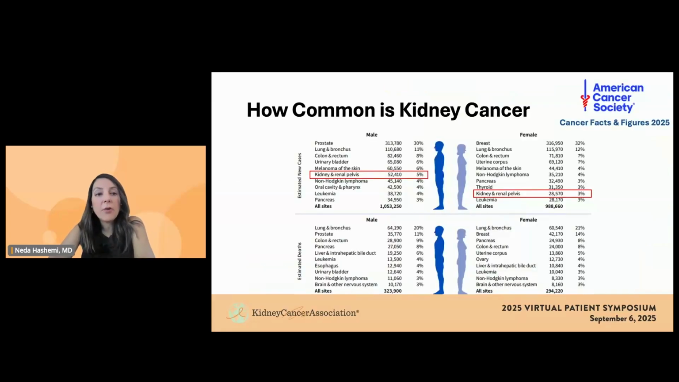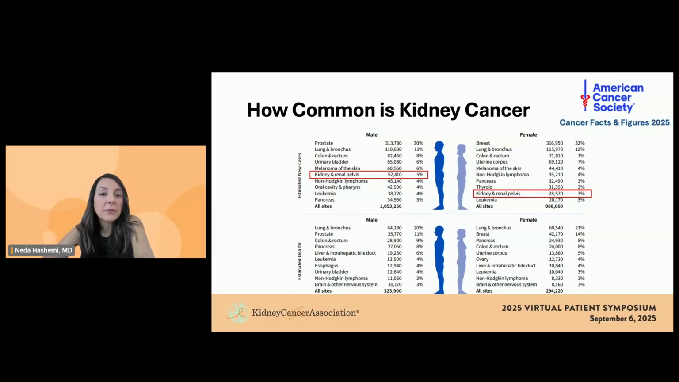This is how common kidney cancer is. This is based on the American Cancer Society Cancer Facts and Figures of 2025. It gives us the estimates of kidney cancer incidence in 2025. And as you see, on the left is men and on the right is women. Kidney cancer is a little more common in men than women. It's probably 2 times more common in men than women.